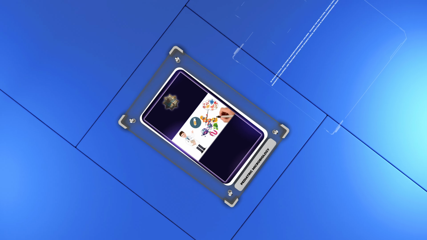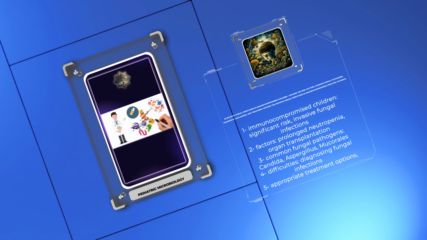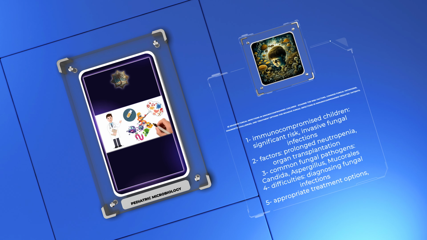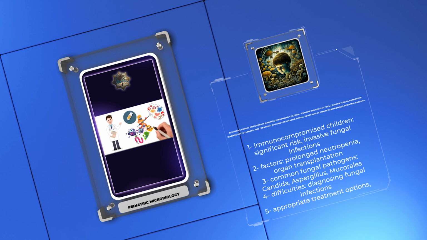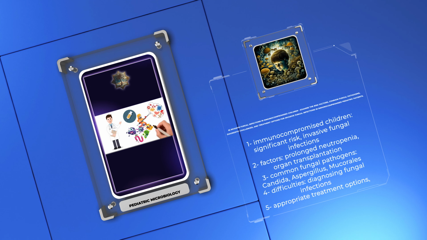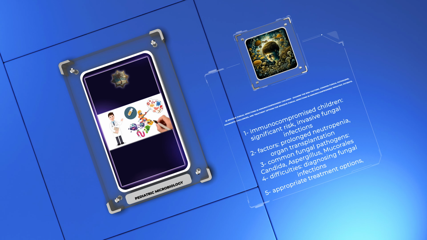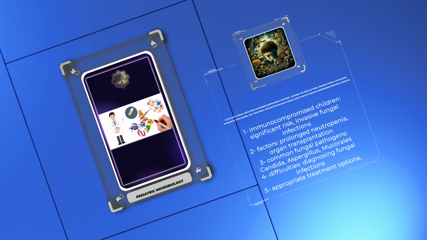In immunocompromised children, invasive fungal infections pose a significant risk. We will explore the factors that make these patients vulnerable, such as prolonged neutropenia and organ transplantation. The common fungal pathogens, including Candida, Aspergillus, and Mucorales, will be discussed, as well as the difficulties in diagnosing these infections. We will also cover the appropriate treatment options to improve outcomes in this population.